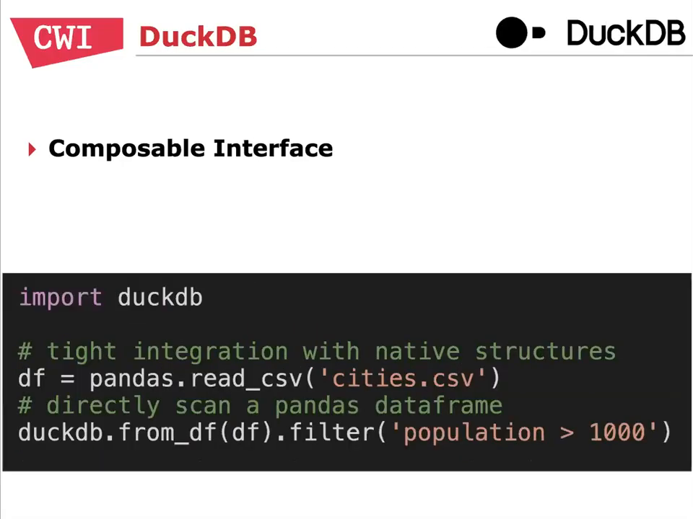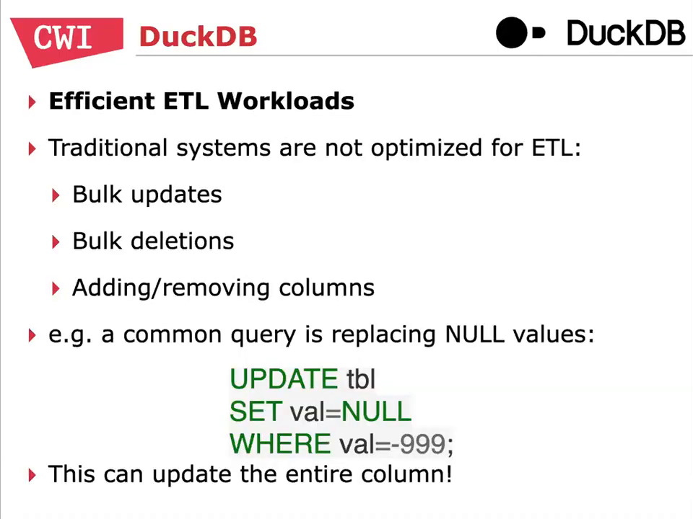Another nice thing is that we have very tight integration with native structures. So if you have, for example, a Pandas data frame, we can directly operate on that Pandas data frame. And this is also a nice thing about being embedded, because we run in the same process. We can just read that data frame without having to transfer any data, right? It's basically free for us to read it. And one nice side effect of that is that we can even run SQL on Pandas data frames, because the Pandas data frame can just go through our engine as if it was a table in our system.